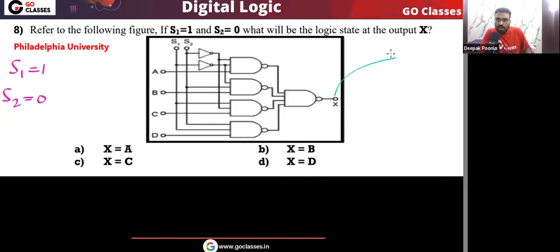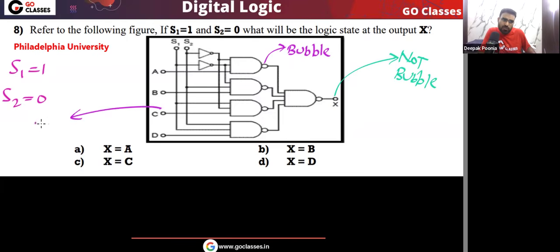Remember, this is not a bubble. I told you that this is just a way of drawing. When the bubble is touching the logic gate, then you consider that as a bubble. For example, yes, this is a bubble. Also notice this is not a bubble. This is just a way of drawing. Again, I'm telling you, when the bubble is touching the logic gate, then you consider that as a bubble or as a NOT. Other than that, these are just ways of drawing. Similarly, this is just a way of drawing, this is not a bubble. I hope you understood.